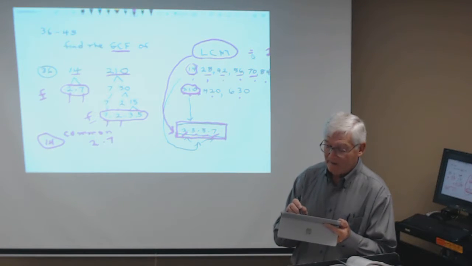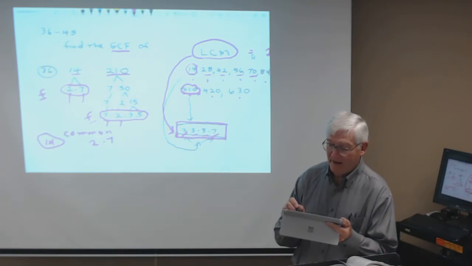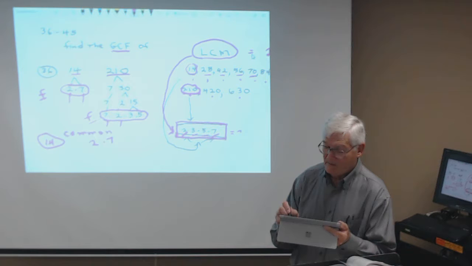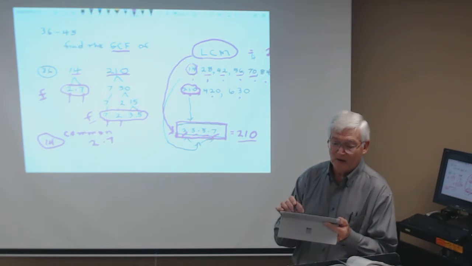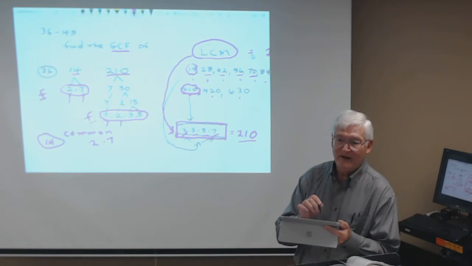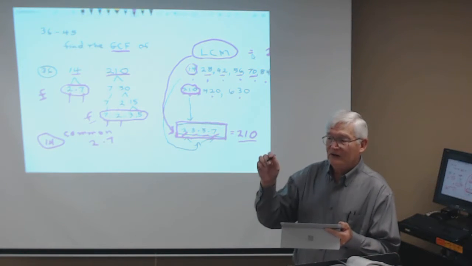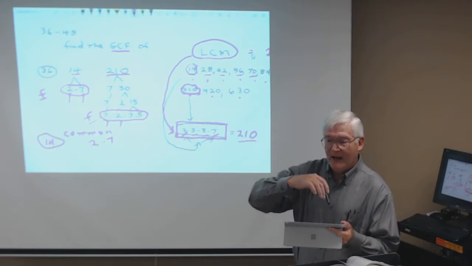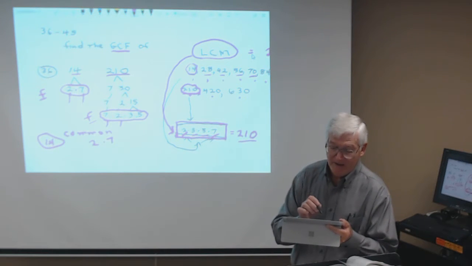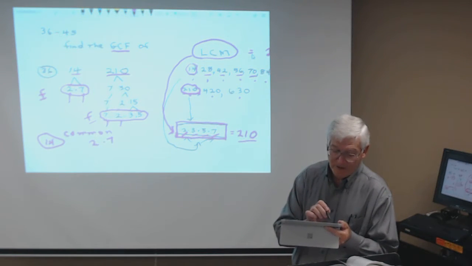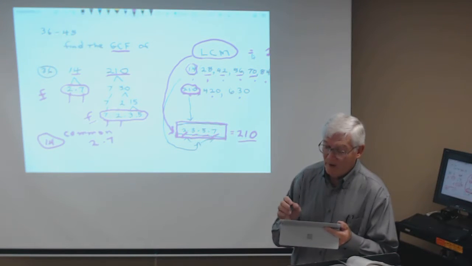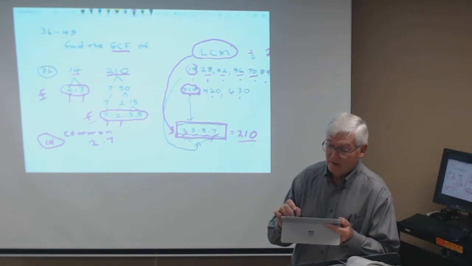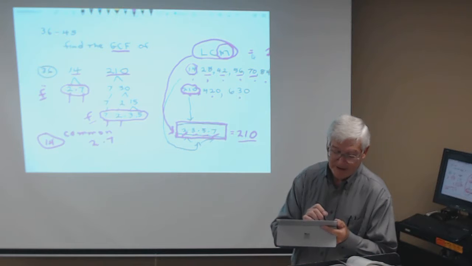And when I take 2 times 3, 6 times 5, 30 times 7, I get 210. You see how you can use prime factorizations to find least common multiples as well as greatest common factors? And your job is to keep those two separate in your minds as to when they want you to find the greatest common factor, when they want you to find a factor, and when they want you to find a multiple. A multiple and a factor.